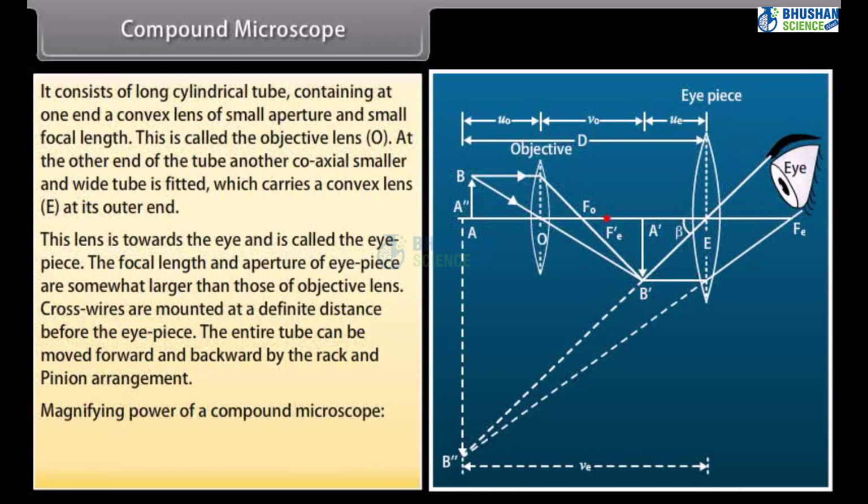Magnifying power of a compound microscope. M is equal to minus V0 upon U0 into D upon Fe plus D upon Ve. Signs here already have been put.